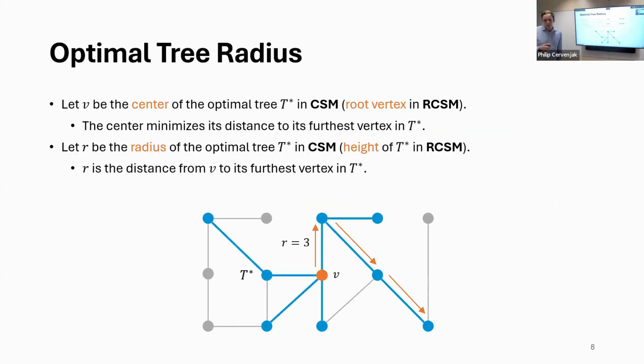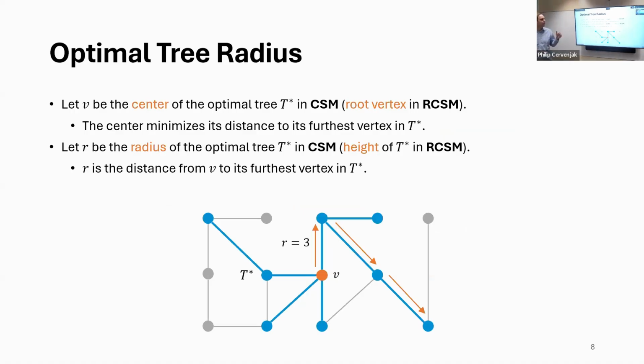Okay, so what we will do in our work is parameterize the approximation guarantee by a parameter called the optimal tree radius. So I'll just introduce what that is. We first define v to be the center of the optimal tree T star in an instance of connected submodular maximization. Or in the rooted case, if you want to solve that problem, it's just the root vertex.